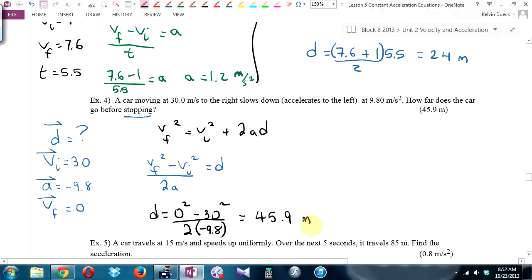meters. By the way, what if I had gotten an answer of negative 45.9 meters? That would tell me that I had moved backwards from where I started. As long as you're careful with the vectors in the beginning, nature will take care of the answers for you, and it'll tell you where you'd end up. It's kind of nice.